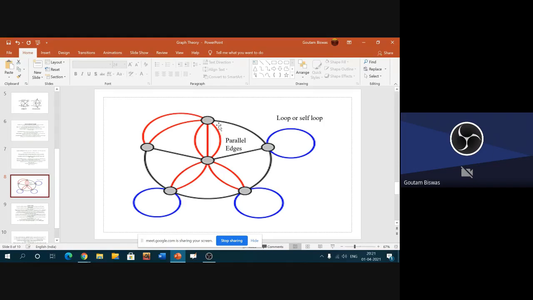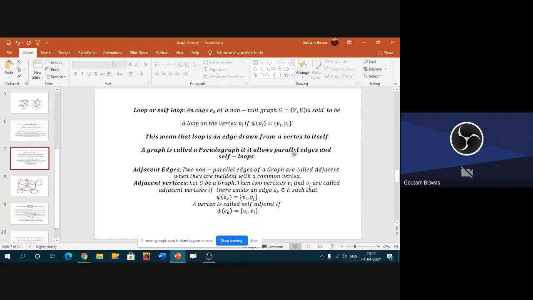Okay, this edge falls on here and this edge also falls on here. So they are adjacent. These two are adjacent. This one and this one is not adjacent, but this one and this one is adjacent. This one and this one is adjacent in this way. Okay, so these are adjacent edges.